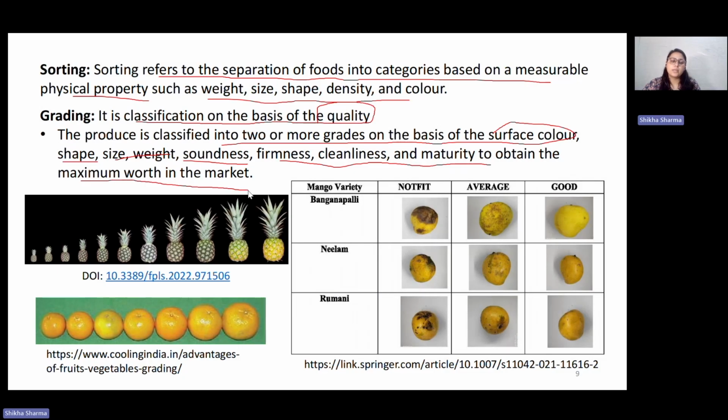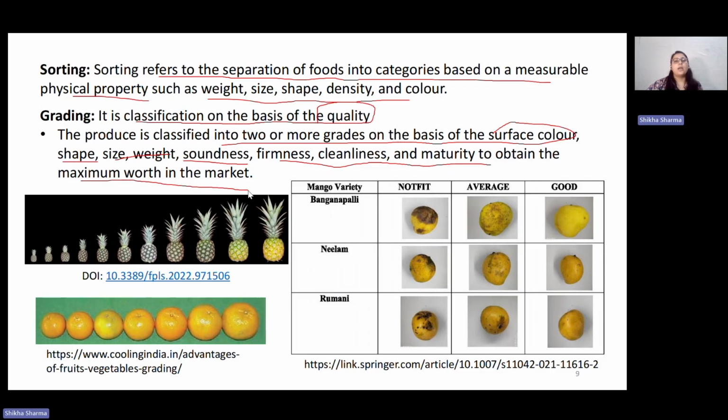So if some product has very high maturity, or is about to spoil, it will be of low grade and will be sold at low cost.